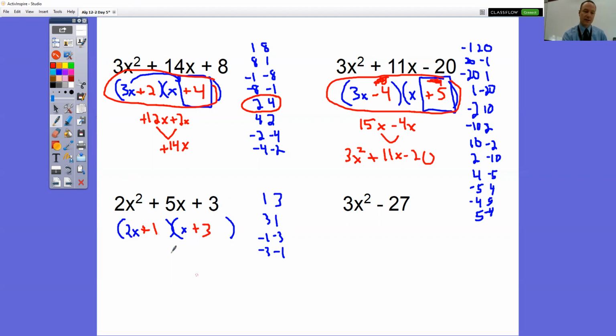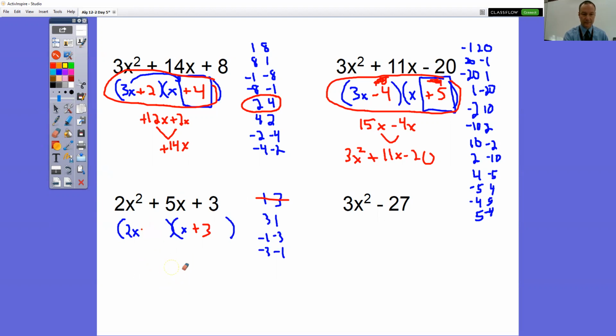All right, if we put a 1 and a 3, well, for the inners we would have +1x. For the outers we would have +6x. Well, when we add those together, we would get a +7x. Is that what we have here? Nope. So that one doesn't work. So I'm going to erase all this because that one doesn't work.